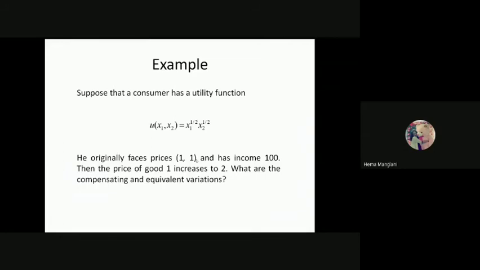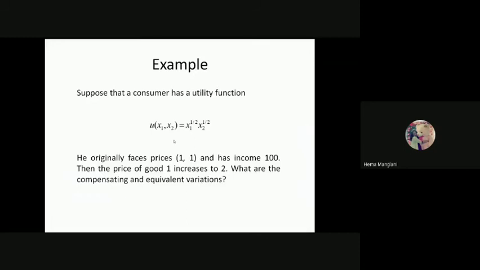See, we can understand this CV and EV concept by an example. Suppose that a consumer has a utility function, and we know that from the utility function we can get a demand function. I hope you all know that if the utility of x1 and x2 is given, a Cobb-Douglas utility, you can derive the demand function from your uncompensated demand function derivation.